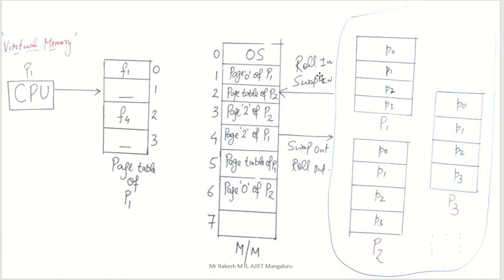For that purpose, we are using swap in and swap out. What is the swap in and swap out concept? See, this is a secondary memory. The CPU wants which page? Page 1 of process 1. Where is that? Here we have it. So we are going to take page 1 of process 1 to main memory. We have to take that; that is called swap in. We are taking this one inside main memory.